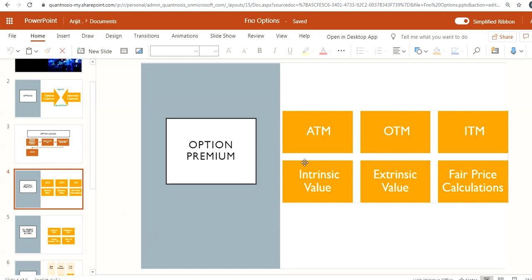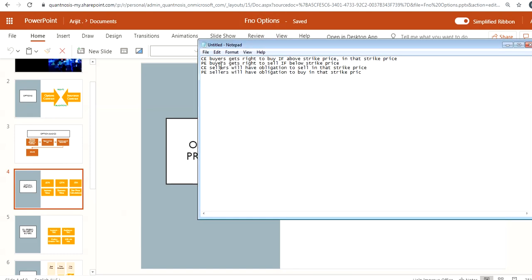So how is this premium value determined? You are paying a premium whenever you are buying an option, right? So how is this premium determined? Premium consists of 2 factors. One is intrinsic value, another one is extrinsic value. Intrinsic value and extrinsic value depend on 3 concepts, whether it's at the money, out of the money, or in the money.